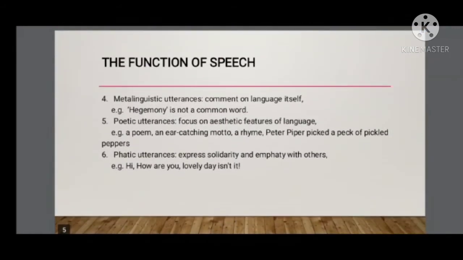Next is metalinguistic. Metalinguistic utterances comment on language. The principal purpose of metalinguistic is to make sure that the addressee understands the meaning of the code which the addresser is using. This utterance is often used in scientific discussions. For example, hegemony is not a common word, which tells that the addresser purposely uses the uncommon term hegemony as a code to the addressee.